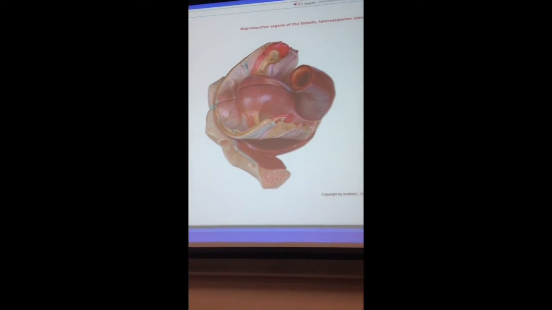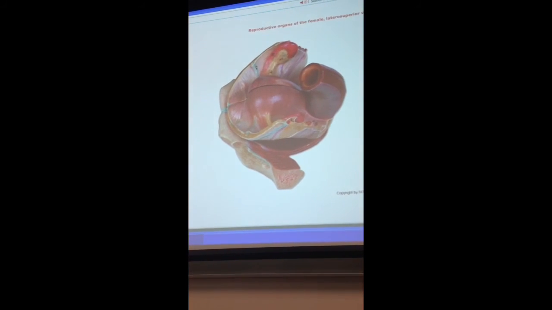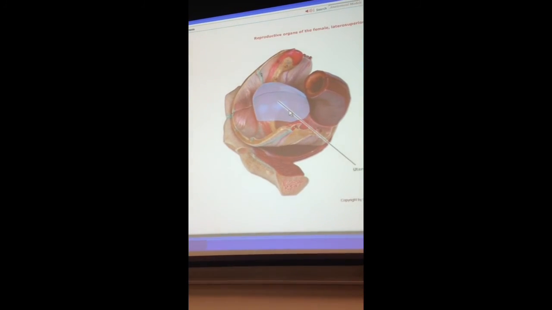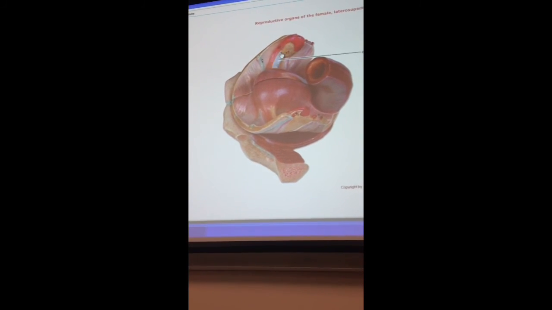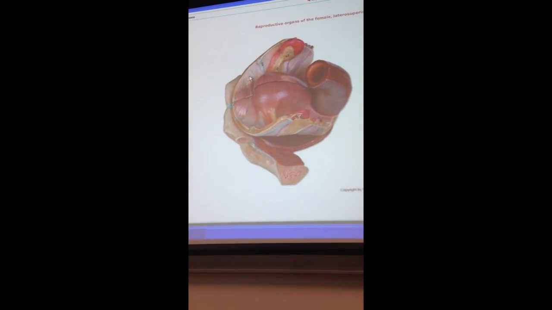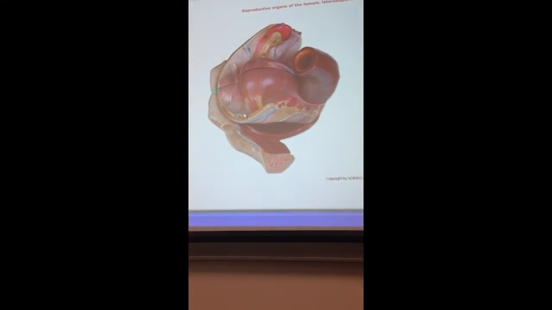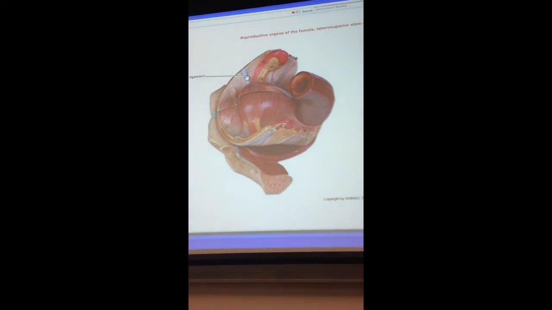This is another angle, same thing. It's just turned on the side. Here's the uterus, here's the ovarian ligament, here's the ovaries, here's the uterine tube, and the fimbriae and the ampulla. Here are the broad ligaments. All these on the side is a broad ligament. Right over here you can see the round ligament.